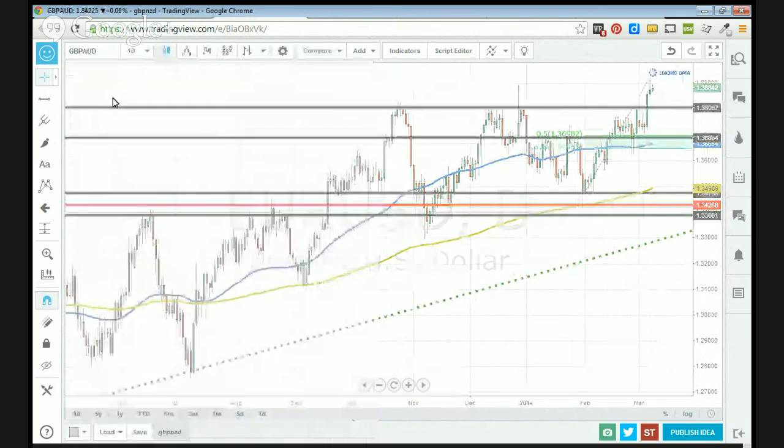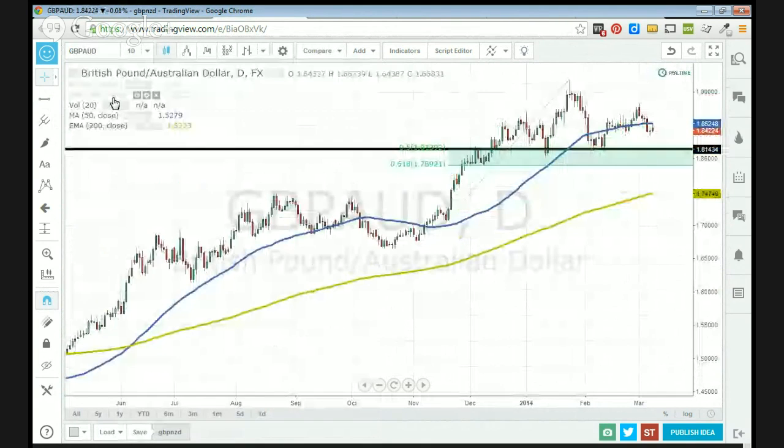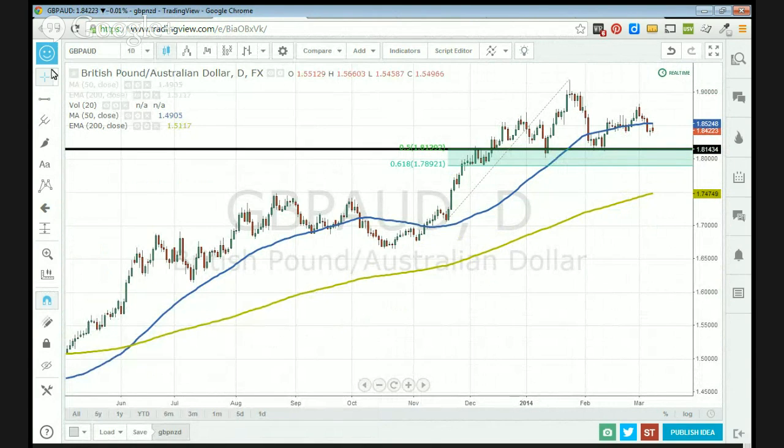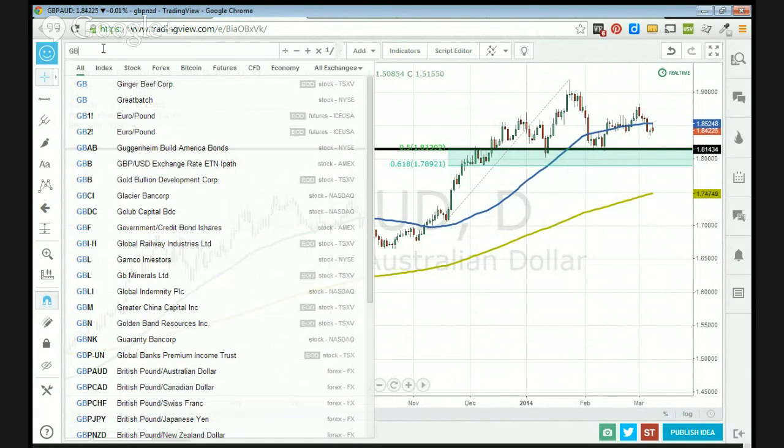Pound Aussie, nothing that I'm trading at the moment. Pound Aussie, like Euro Aussie, still waiting. Nothing here. Just waiting for more of a pullback. It's clearly an uptrend. If we can fall to 81.43, I think that'd be interesting.